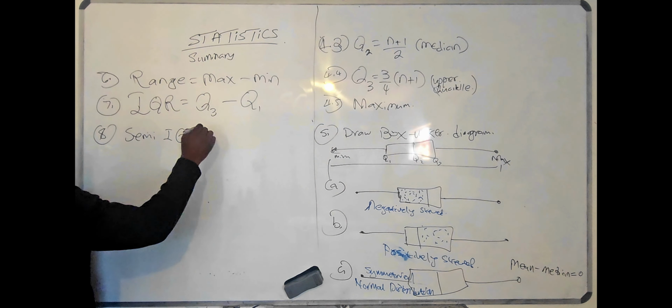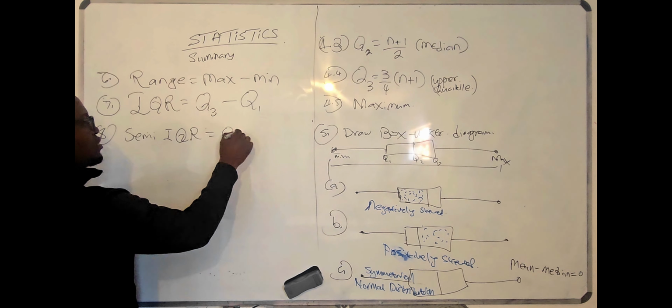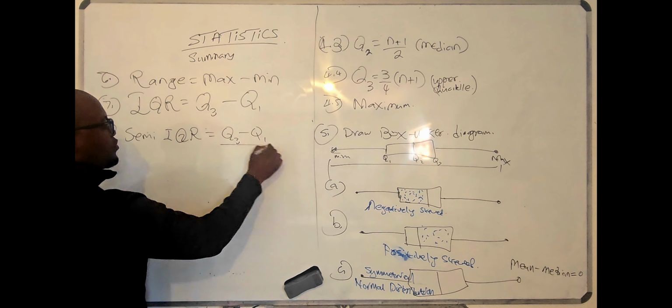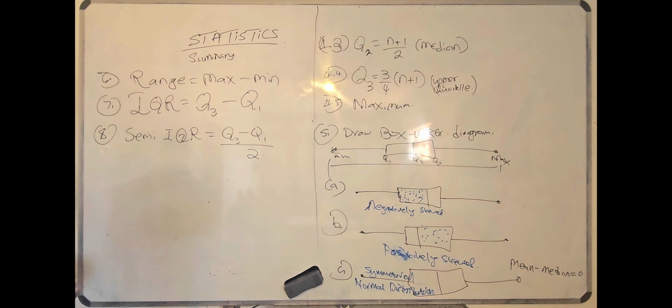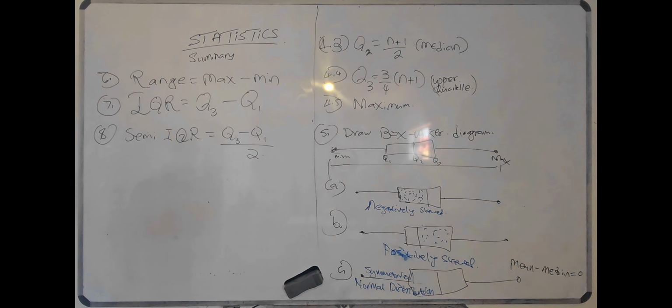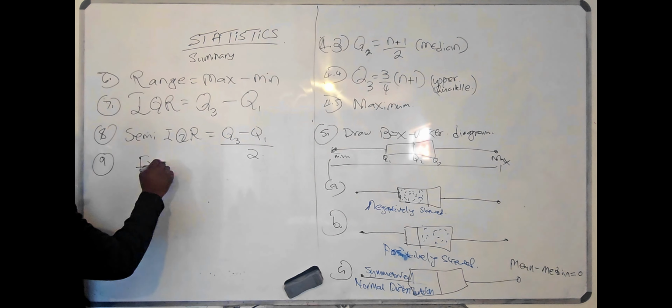Semi-interquartile range: Q divided by 2. All right, great. Now, I had forgotten about this one. Semi-interquartile range, yes, 100%. So now let's come to the frequencies.